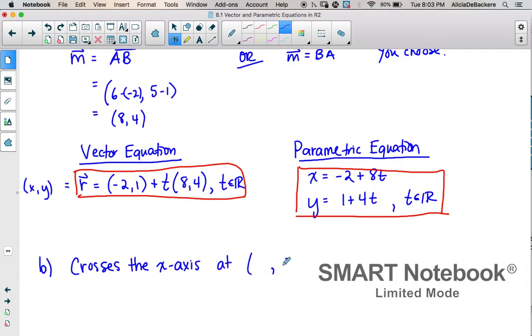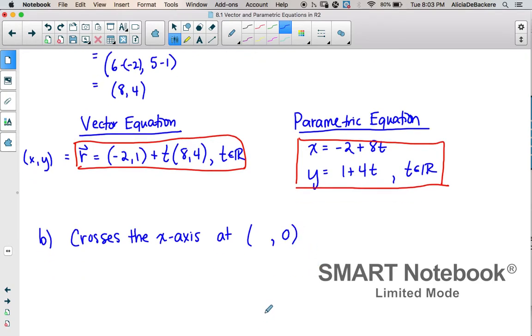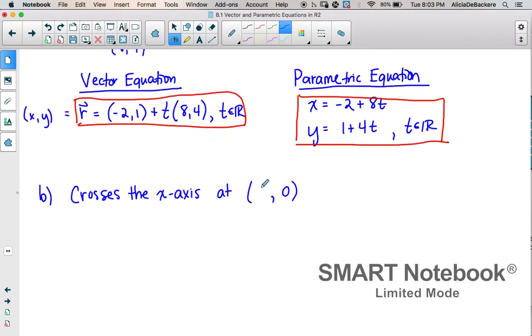Then I know that the y value is 0, right? I'm on the x-axis, so there's no height. What I'm looking for is this value here. So I'm going to use the variable a. You could use a different variable, it doesn't matter, but here I'm defining for you what I mean by a.